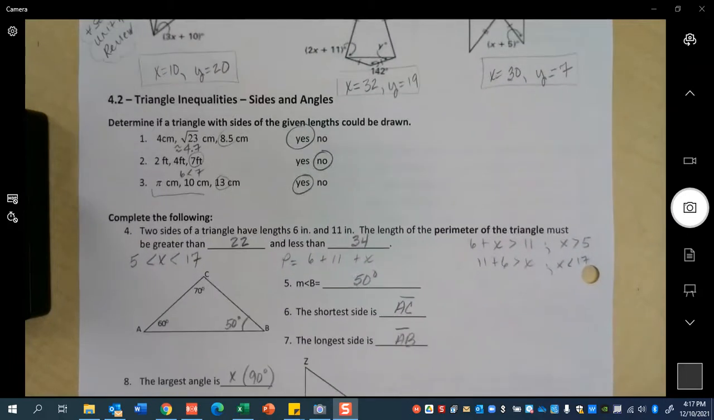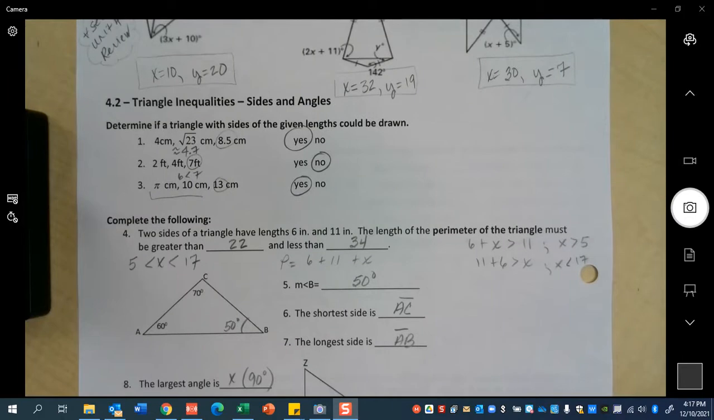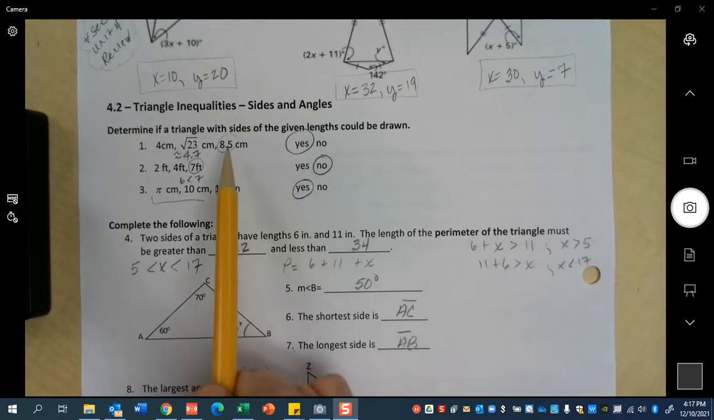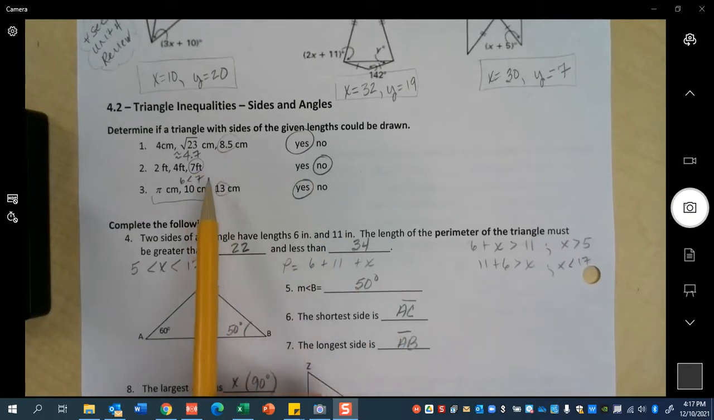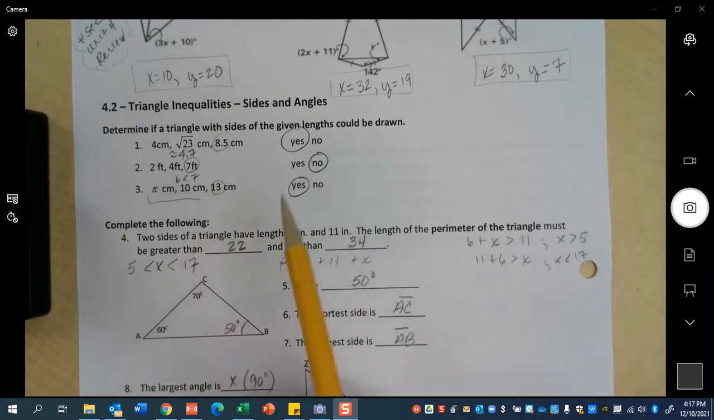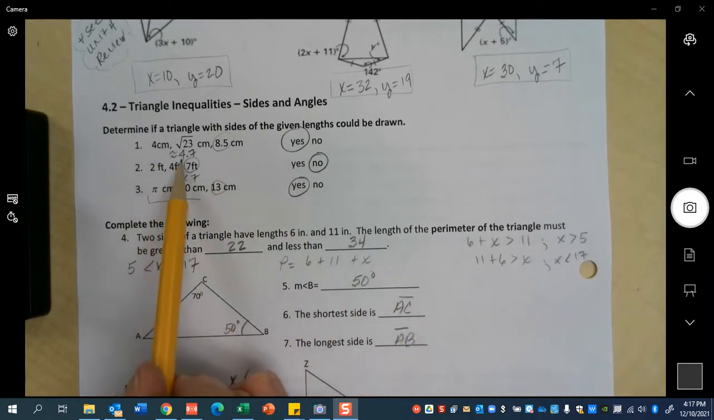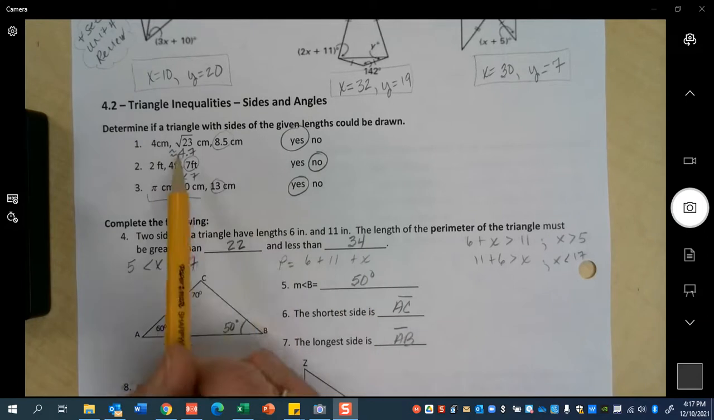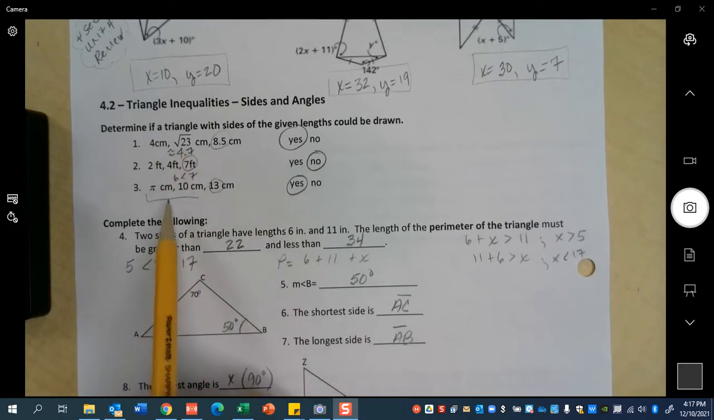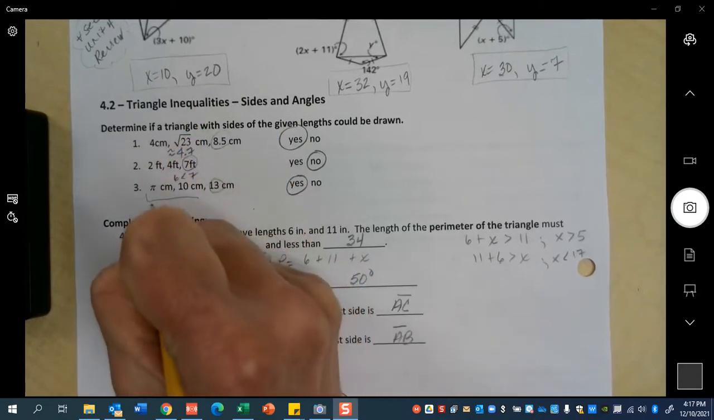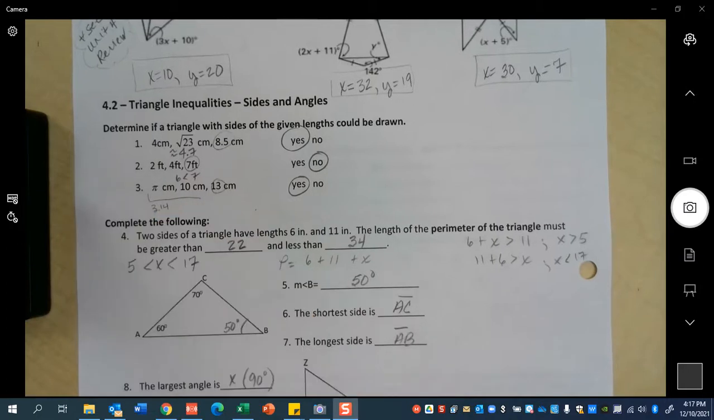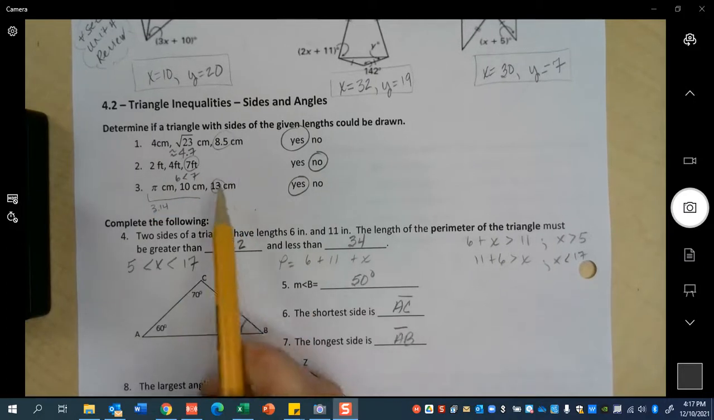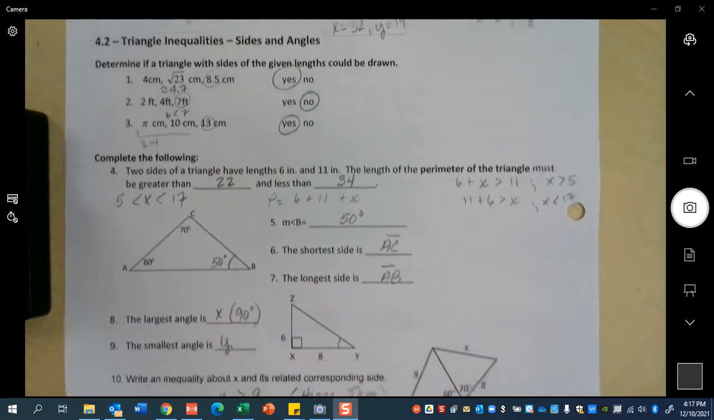Hey, our triangle inequalities. Determine if a triangle can be given. I identify my largest side each time, and then I see whether the sum of my two smaller sides is bigger or not. Here, 6 is less than 7. That's why that's not a triangle. I went ahead and estimated the square root of 23. And then, of course, for pi, it's 3.14-ish, which puts me bigger than 13, so I'm okay.